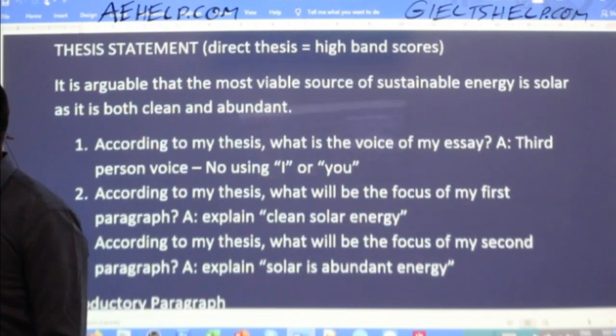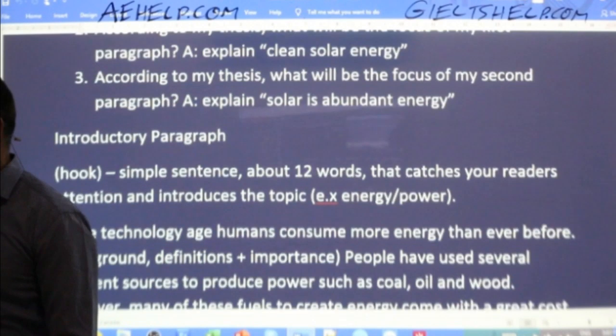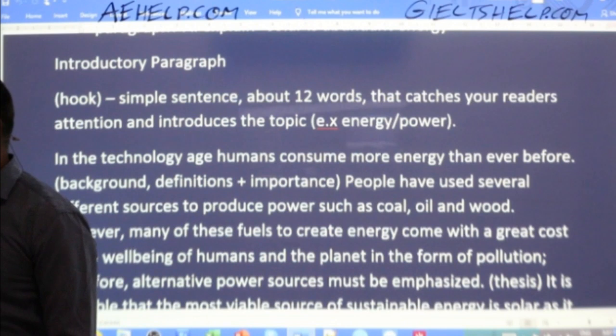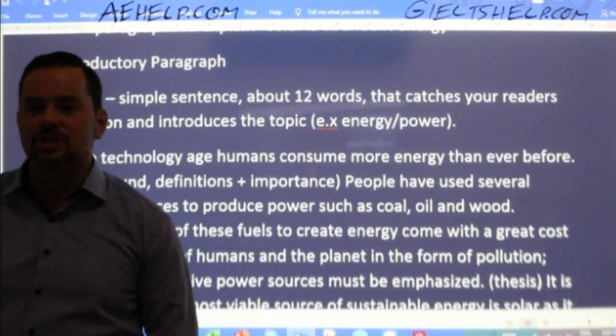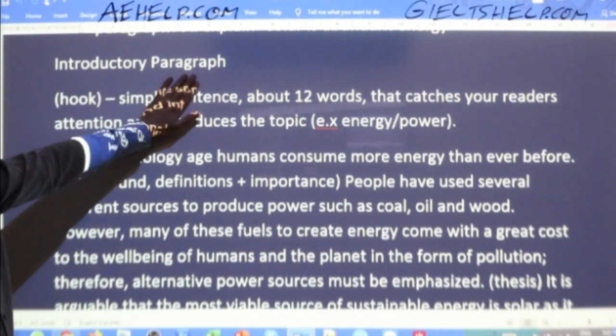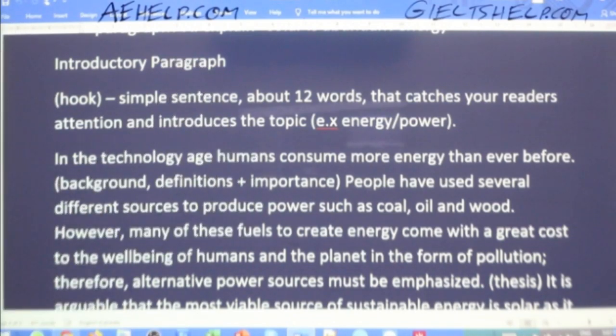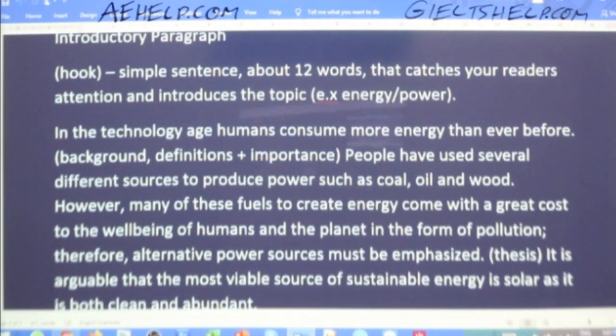The thesis statement is the last sentence of your introductory paragraph, and it controls your essay. It shows the direction, the voice, and the structure of your essay. Okay? So, here is the introductory paragraph that we completed yesterday. Let's look at it now, and then we'll continue with the body paragraphs.